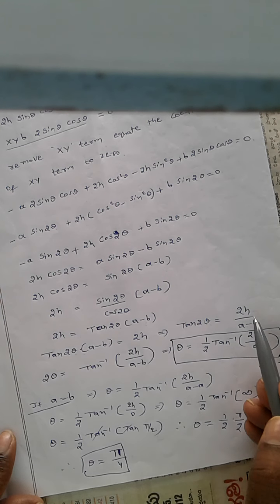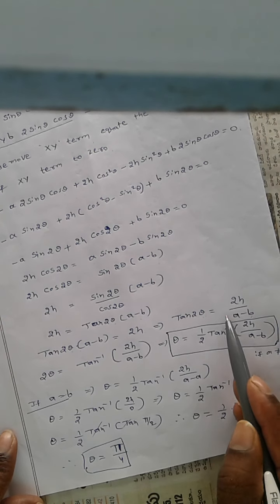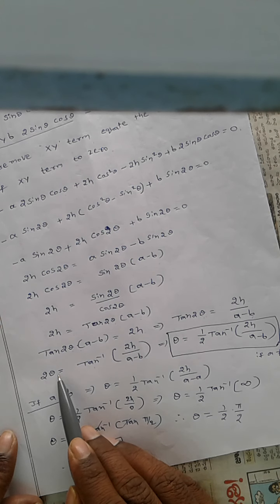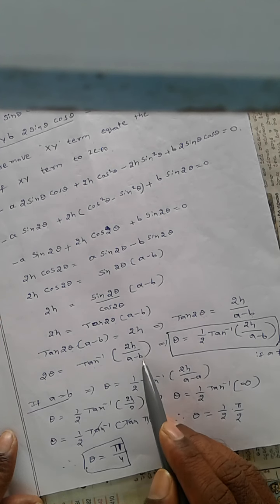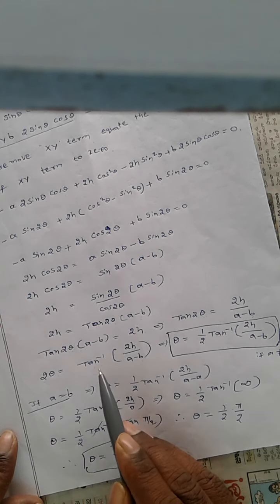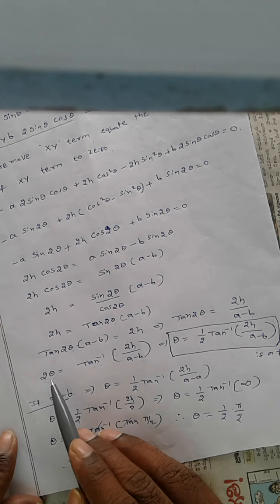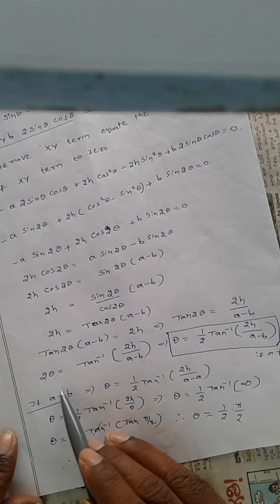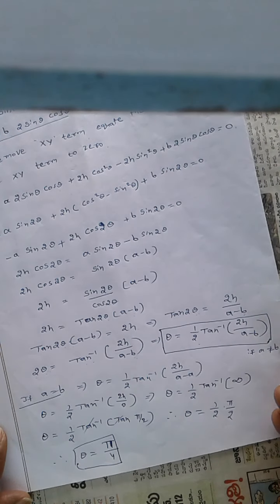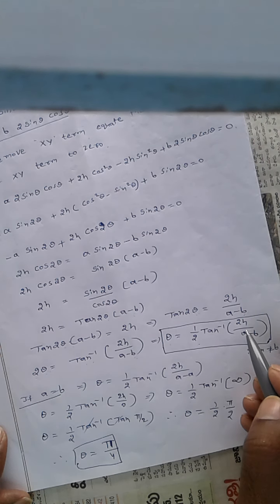tan 2 theta is equal to 2h by a minus b. We only want theta. So tan is equal to what? 1 by tan means tan inverse. Then 2 theta is equal to tan inverse of 2h by a minus b. We only want theta, so 2 theta means 2 into theta. Theta is equal to what? 1 by 2 into tan inverse of 2h by a minus b. Theta is equal to 1 by 2 into tan inverse of 2h by a minus b.